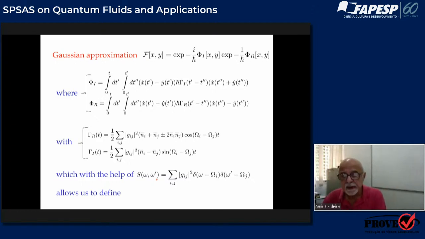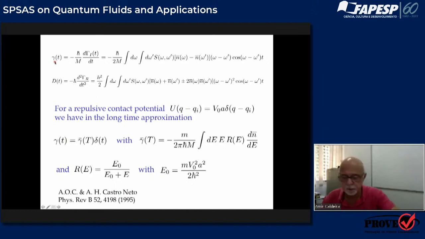But now we can write some sort of time-dependent gamma or time-dependent diffusion in momentum space. And these are given by these two expressions. And you can just perform some calculations for a repulsive contact potential, for instance, delta-like potentials. We can show that gamma of T, and also D of T, become instantaneous. So we can play with a sort of instantaneous approximation for those two.